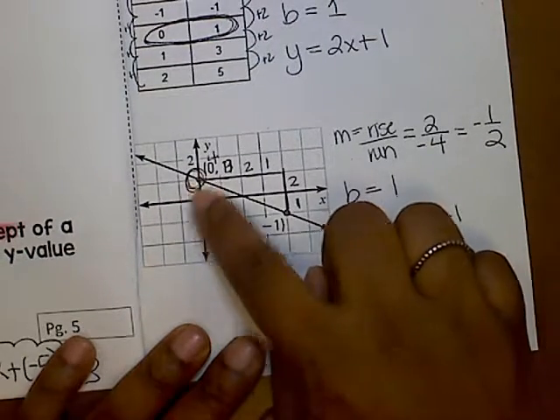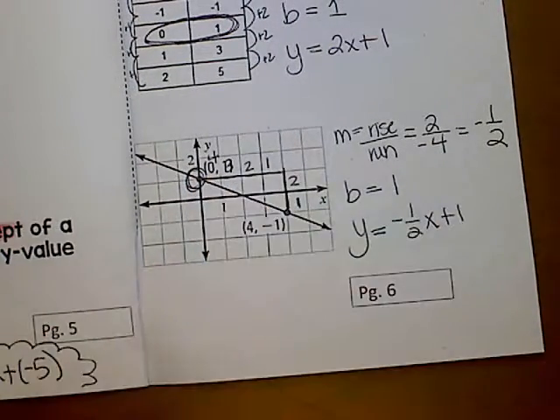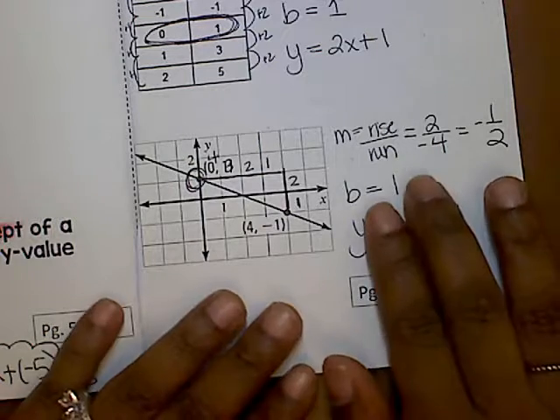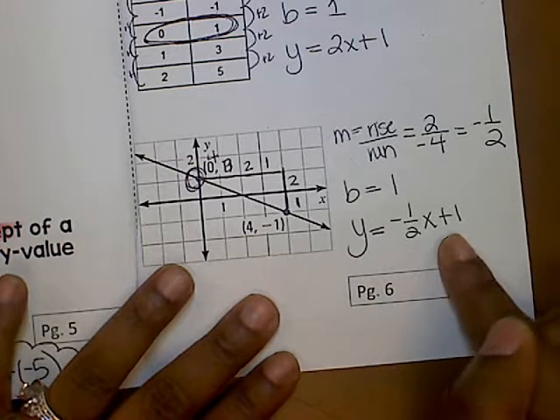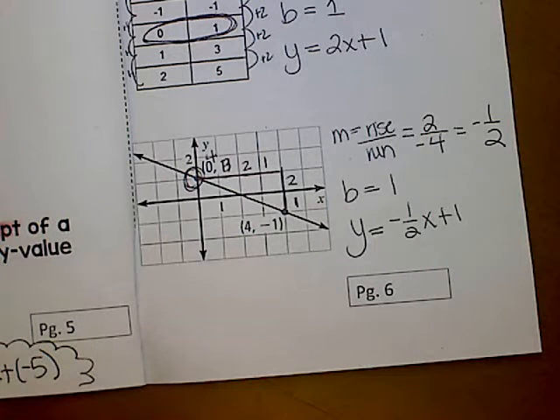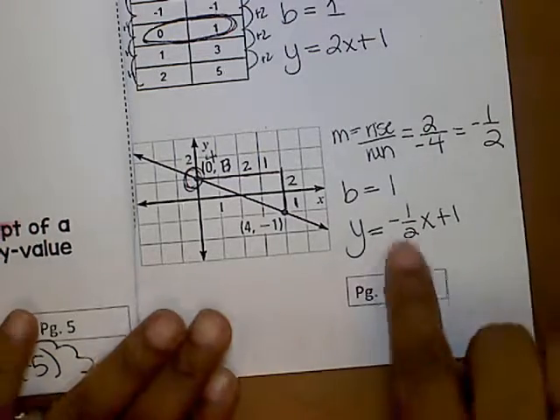And then b was right here. And so they already gave us that. It was 0, 1. And so that was just b is +1. And then we had y equals -1/2 x plus 1. And again, the b is positive, so we want to make sure it's positive, but our slope is negative, and we had to make sure we show that.